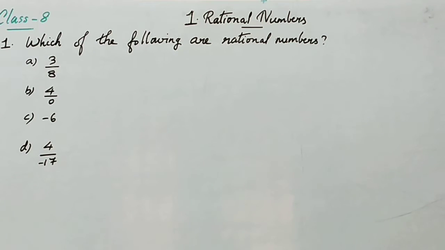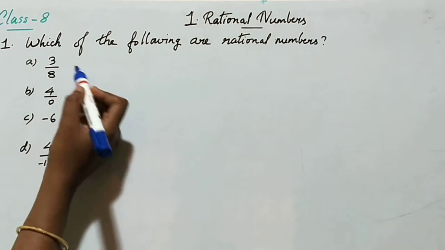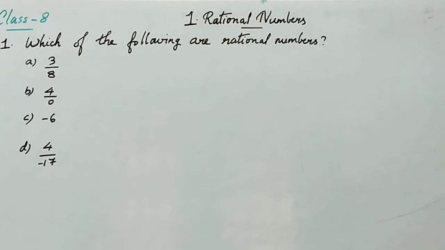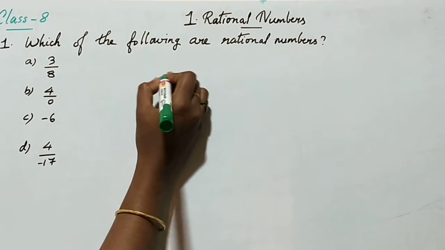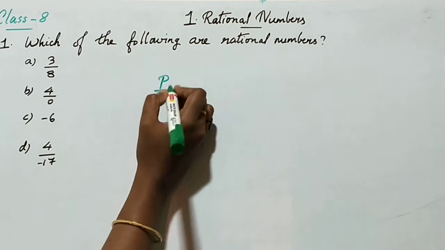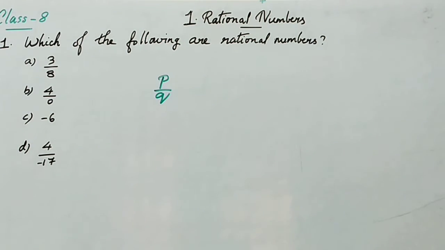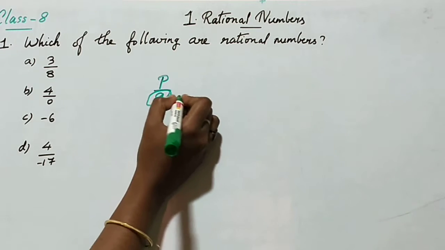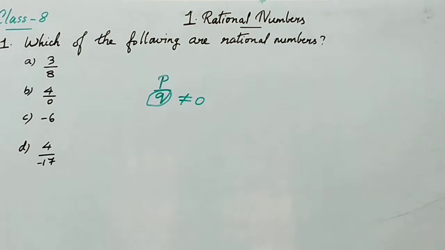Question number 1. Which of the following are rational numbers? First, in A, 3 by 8. Is 3 by 8 a rational number? In the last class, we discussed what is meant by a rational number. Anything of the form P by Q, where Q is not equal to 0, is a rational number.